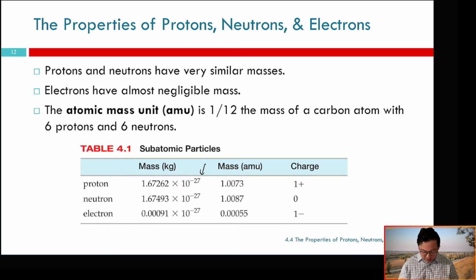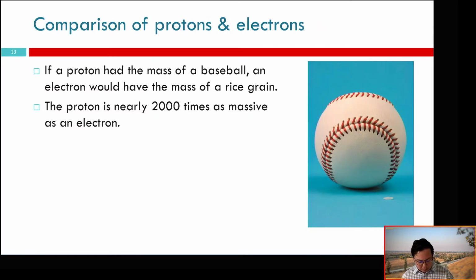The mass of an electron is 9.1 times 10 to the minus 31 kilograms. So it's 4 orders of magnitude smaller than a proton, with 4 orders of magnitude being 10,000 times smaller in terms of mass. We can also see here that the charge of a proton is positive 1, a neutron is 0, and an electron is negative 1. When we compare protons to electrons, the proton is about 2,000 times as massive. So if a proton had the mass of a baseball, an electron would have the mass of a grain of rice. The proton is nearly 2,000 times as massive as an electron.